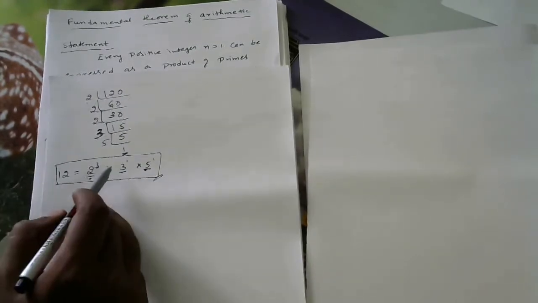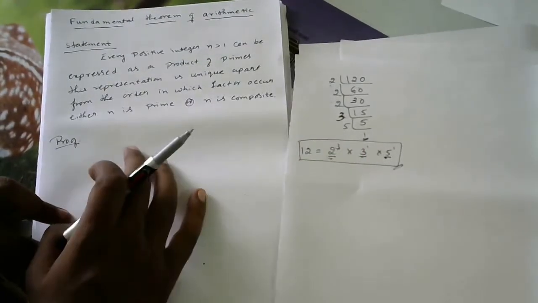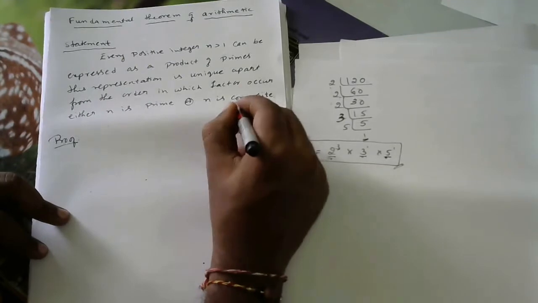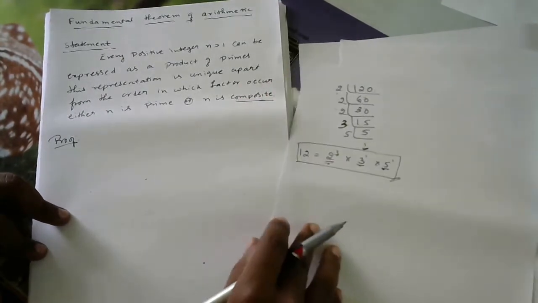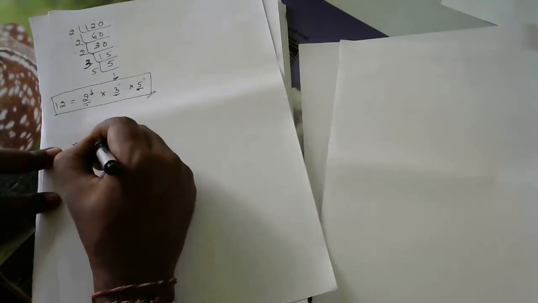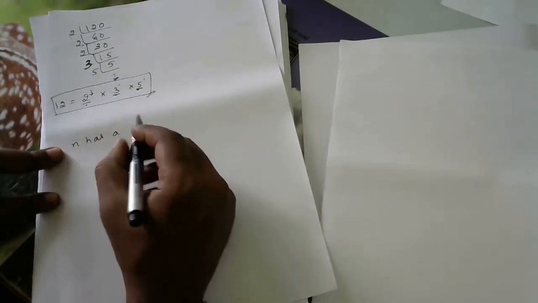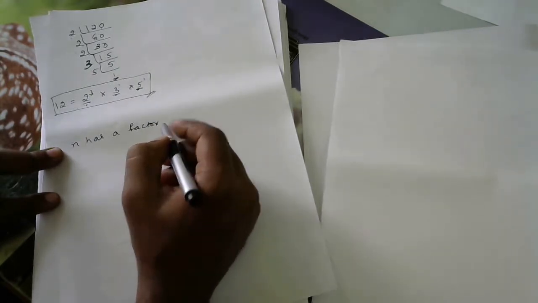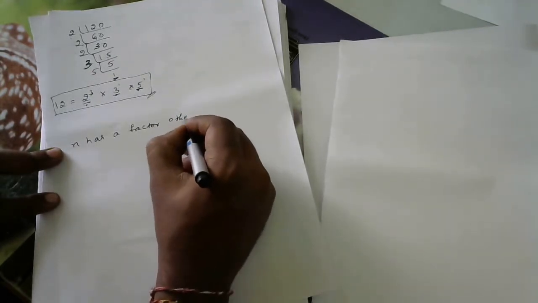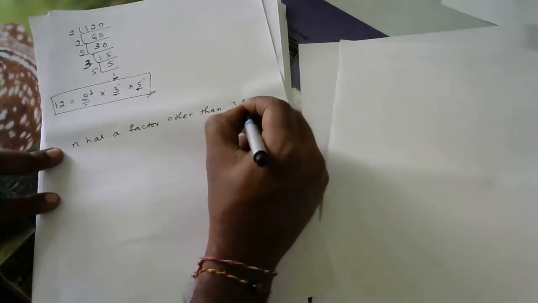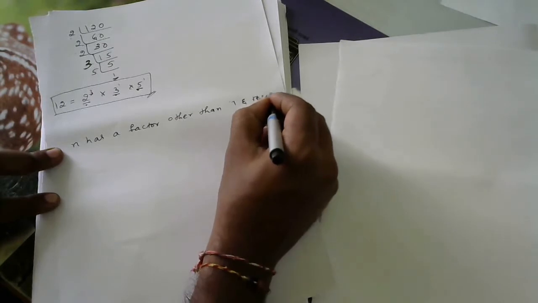Now we write the general proof for this. Here, what is composite? Composite means n has a factor other than 1 and itself.